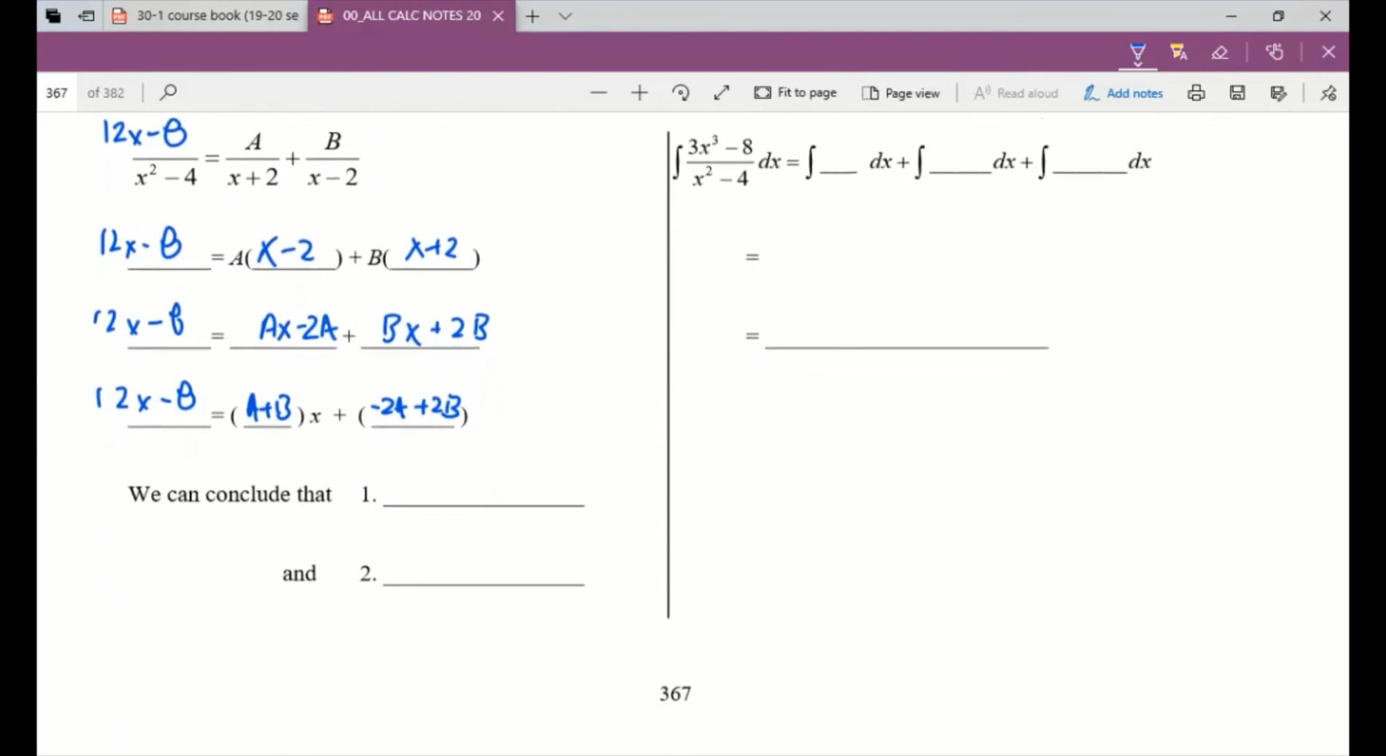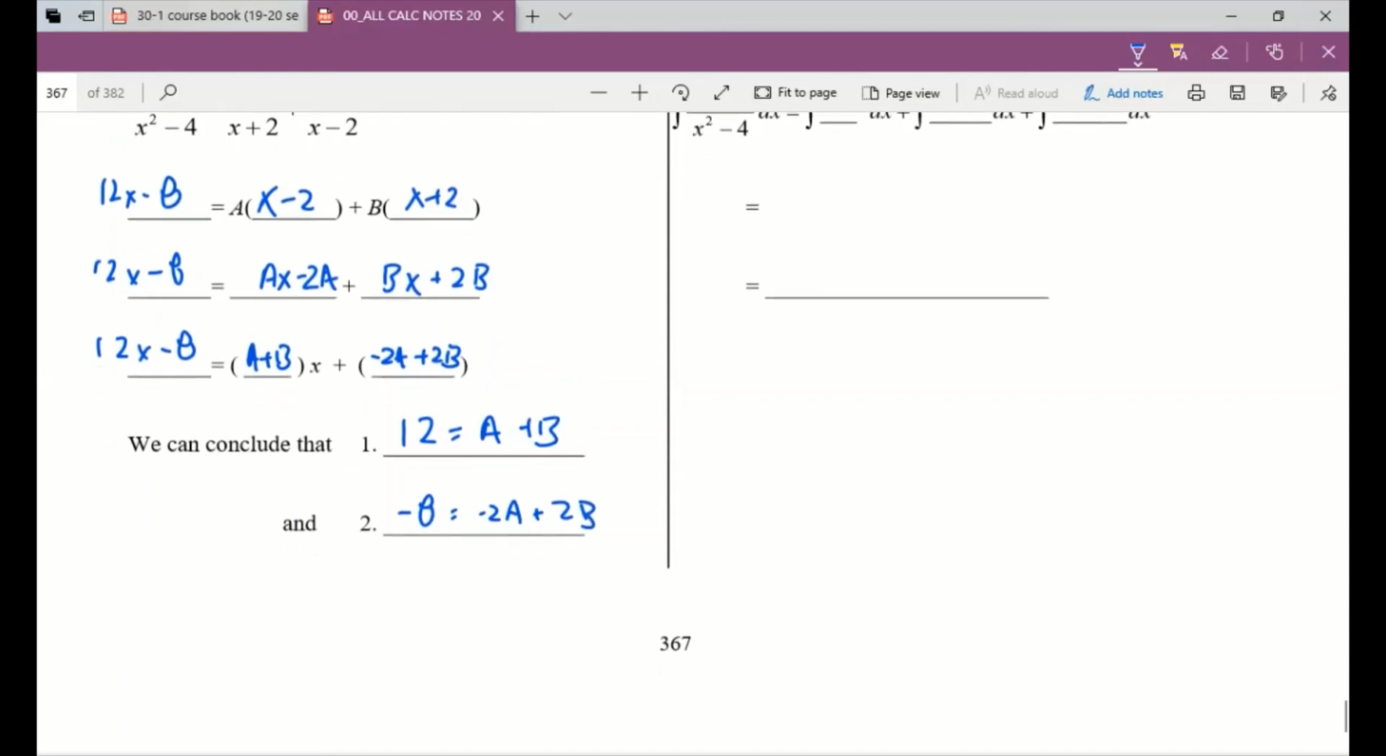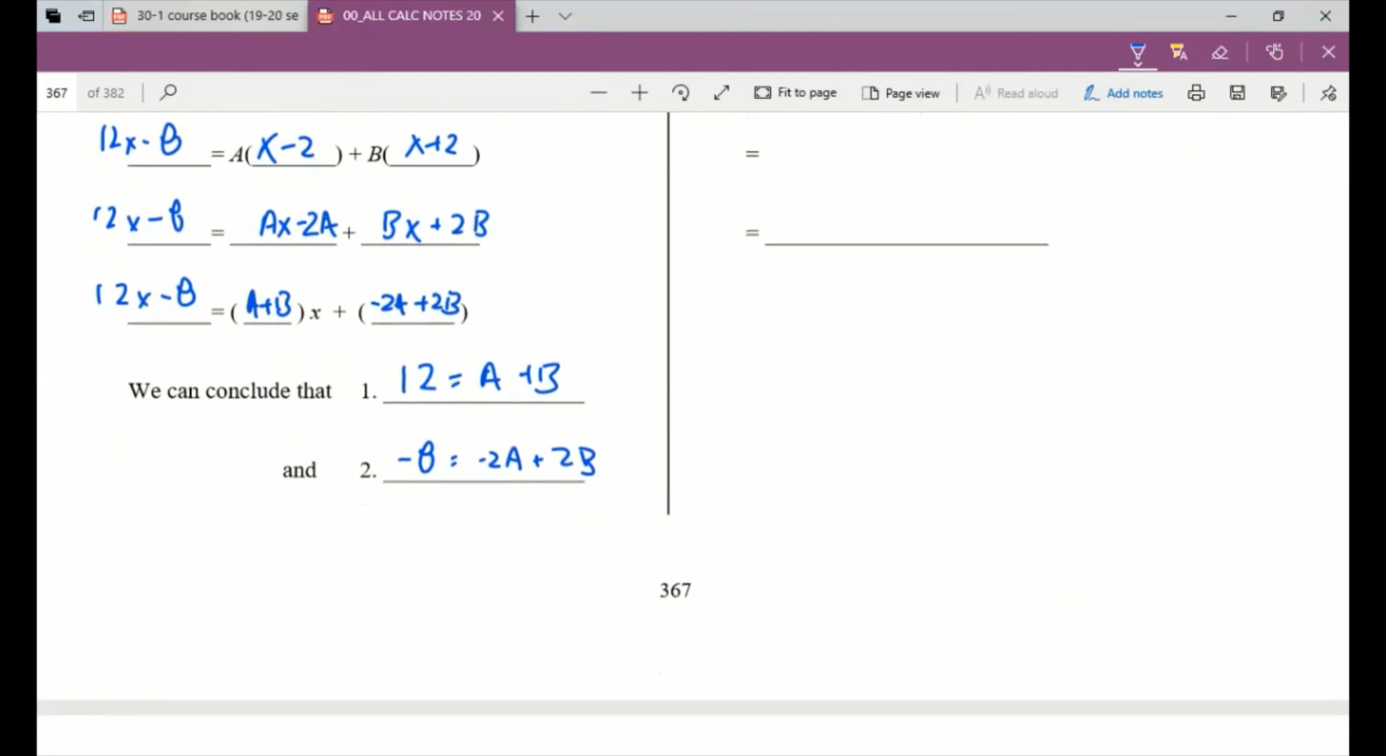Therefore, we can conclude that 12, our coefficient on x, is equal to a plus b. Constant of negative 8 is equal to negative 2a plus 2b. And there's our system of equations. 12 equals a plus b, negative 8 equals negative 2a plus 2b. Equation 1, equation 2.